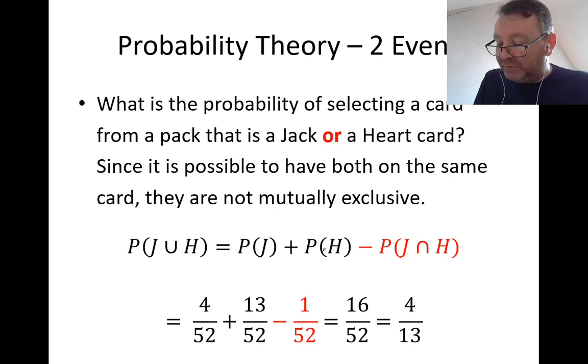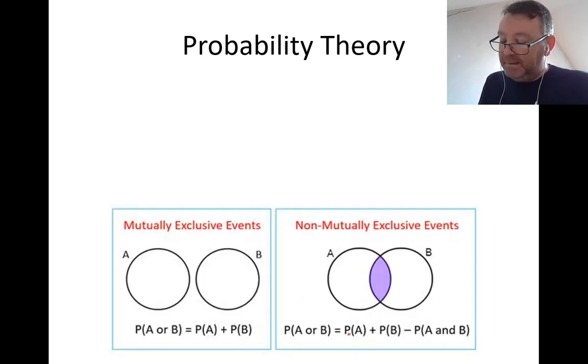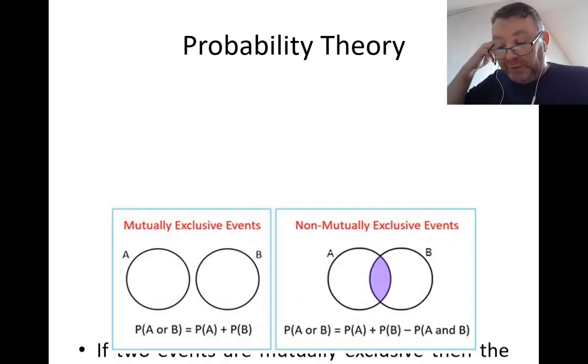There are 13 hearts in 52 cards, and there is 1 jack of hearts in 52 cards. So I kept the denominator the same in order to allow me to just add the numerators. 4 and 13 is 17, minus 1 is 16, then do the simplification at the end. Okay, so this is just a way of showing exactly what we're dealing with there.